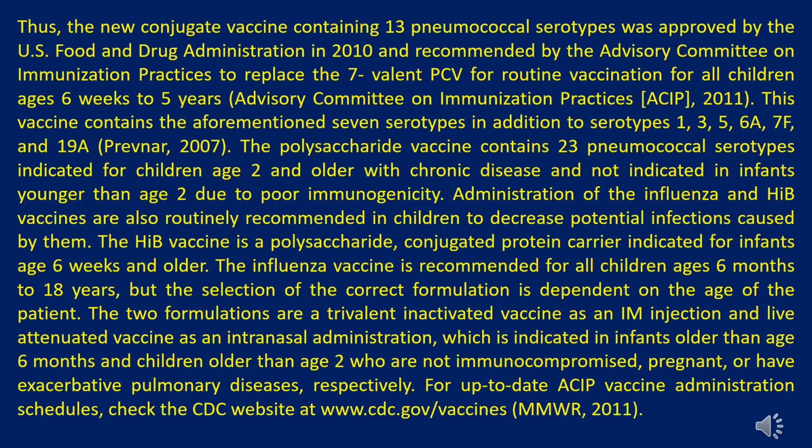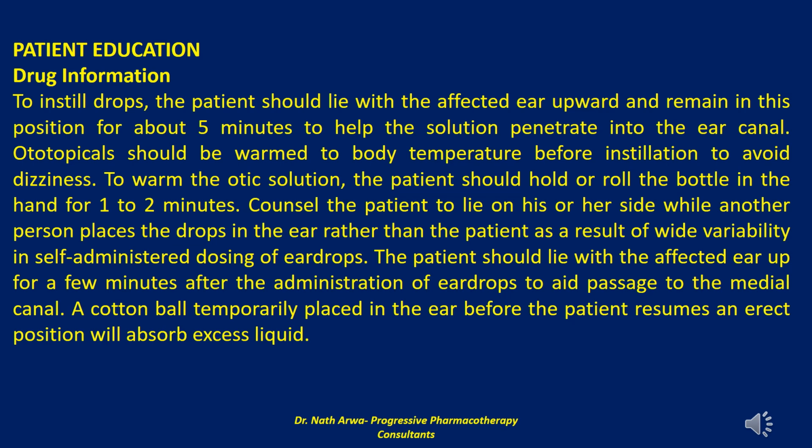The two formulations are a trivalent inactivated vaccine as an IM injection and live attenuated vaccine as an intranasal administration, which is indicated in infants older than age 6 months and children older than age 2 who are not immunocompromised, pregnant, or have exacerbative pulmonary diseases, respectively. For up-to-date ACIP vaccine administration schedules, check the CDC website at www.cdc.gov/vaccines, MMWR, 2011. Next we will discuss patient education.